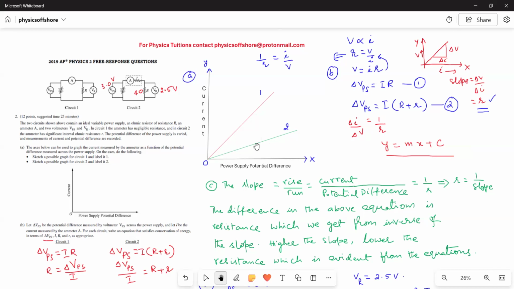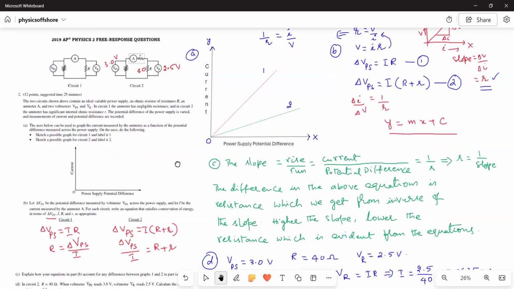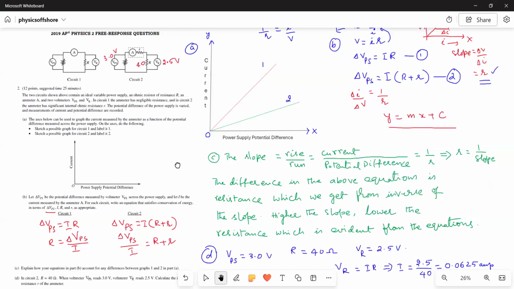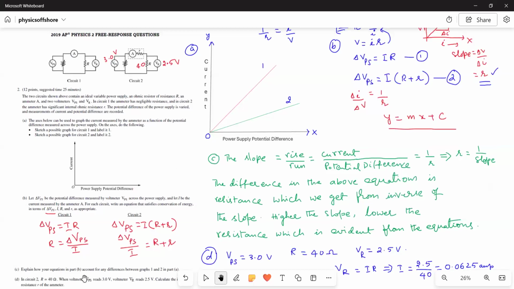This is the line we are drawing for the second circuit. And then this is the line drawing the graph for the first circuit. We labeled it. So, A bit and B bit we answered. And then in the C bit, he is asking us to explain: explain your equations in part B, account for any differences between graphs 1 and 2 in part A.